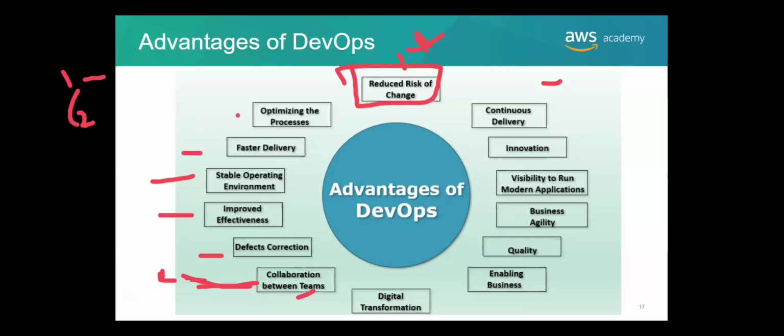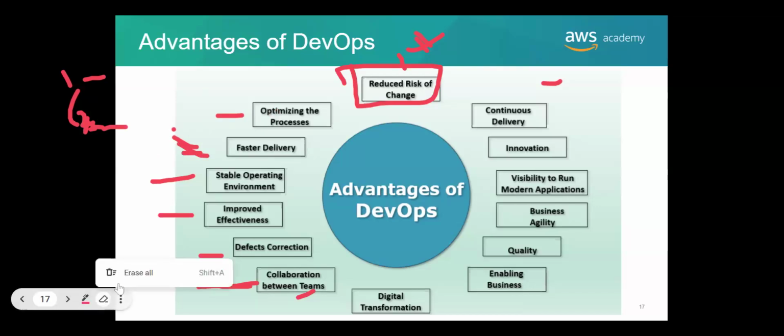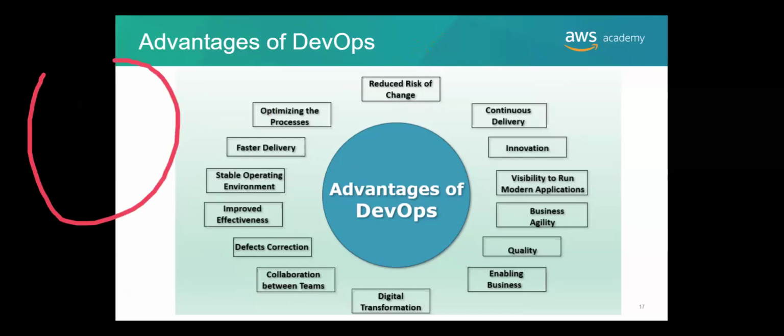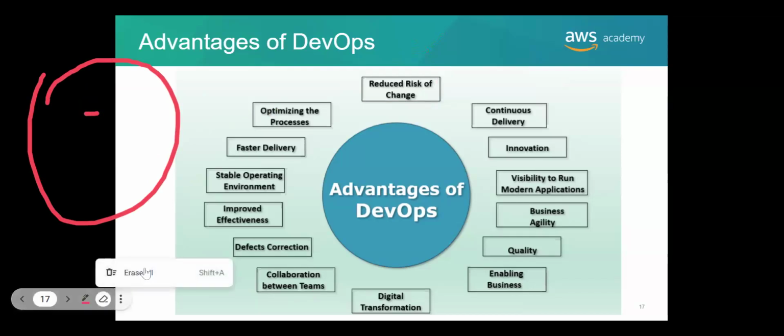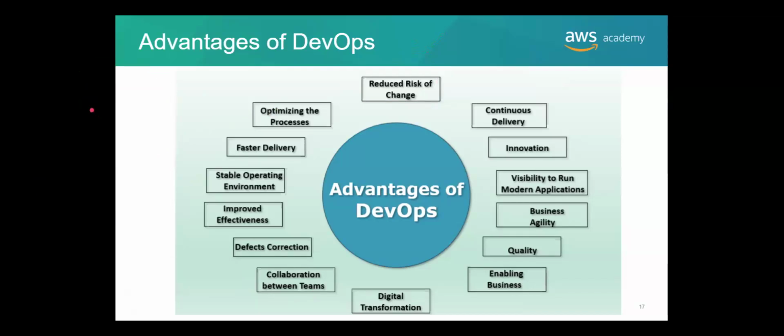Next one, fast delivery. Fast delivery means your app or application is delivered faster. Next, optimizing the process. Optimizing the process means what? I'm reducing the number of involvements of other things, other process things. Okay. Now these are the advantages of DevOps.